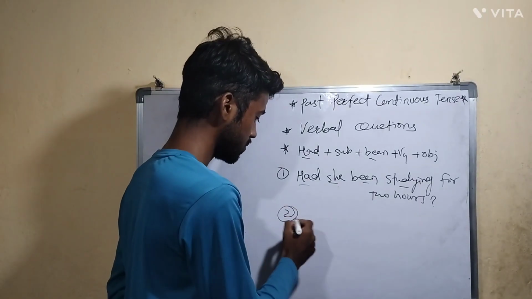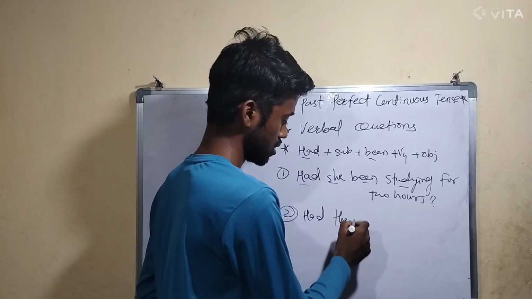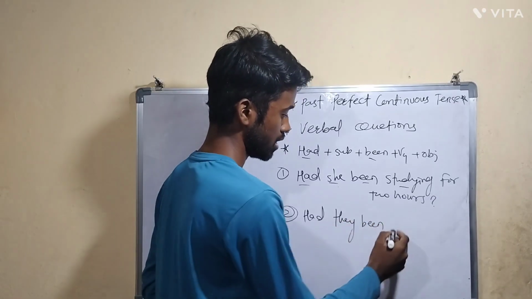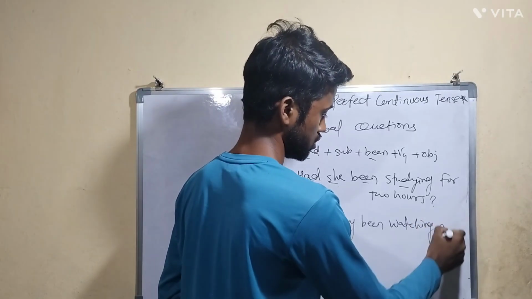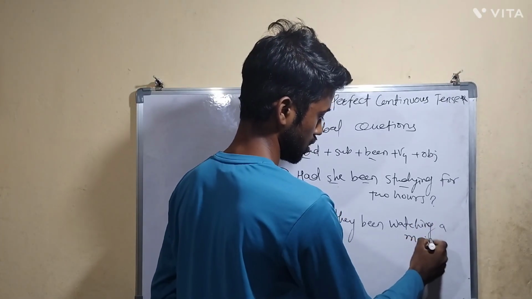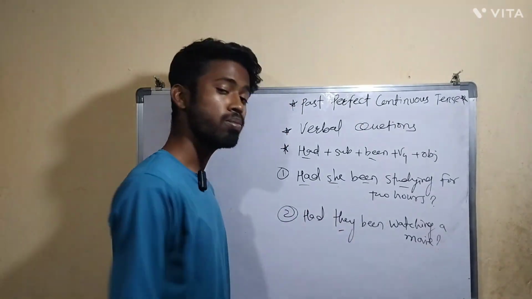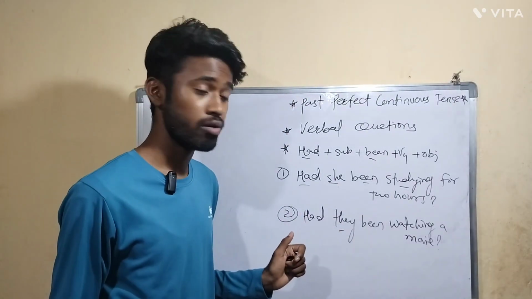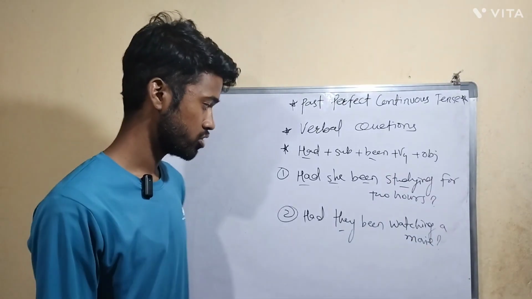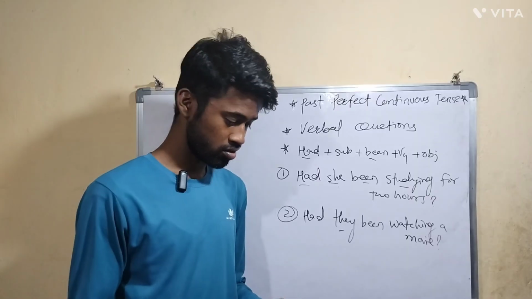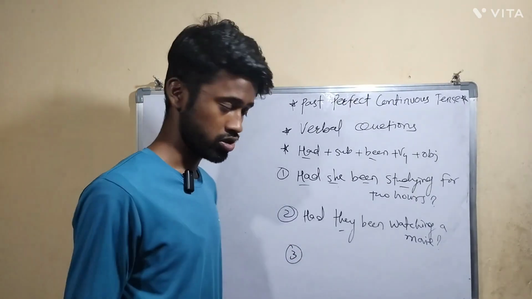Now let's take another example. Had they been watching a movie? Now you know that even for a singular subject and even for a plural subject, there is the same helping verb, that is had been. So, had they been watching a movie? This is one question. So how will you answer these questions? One more question we will discuss. After that we will go through the answers.